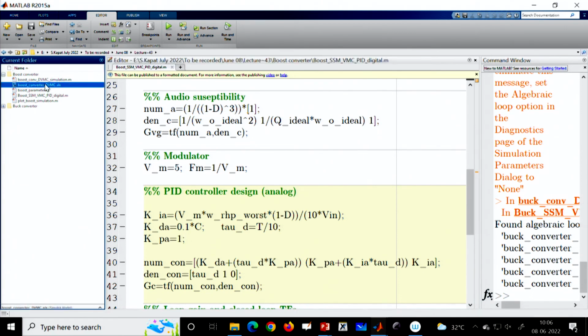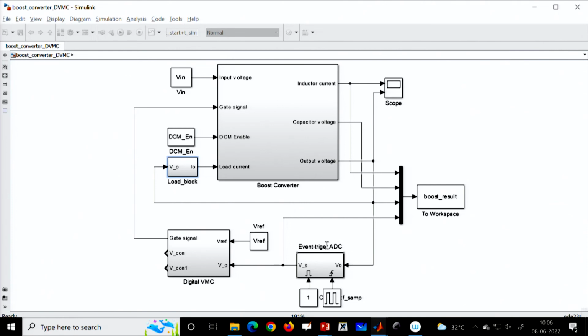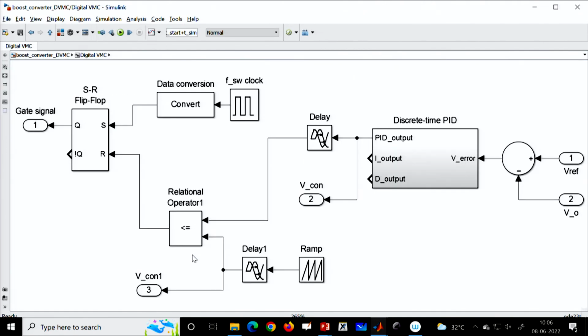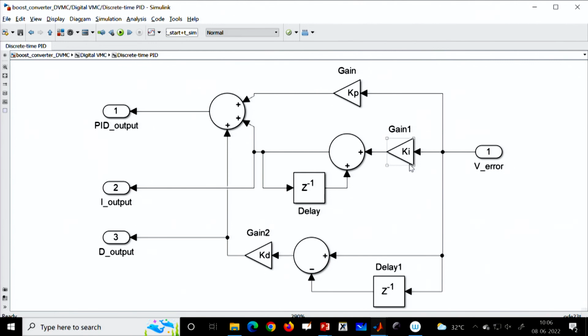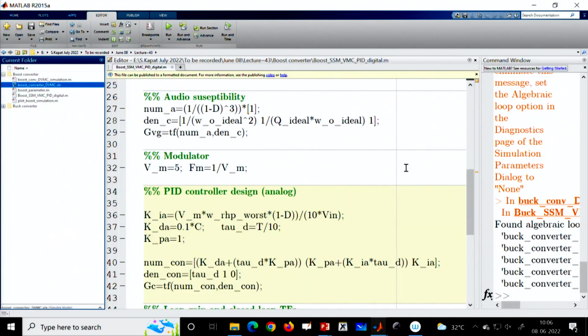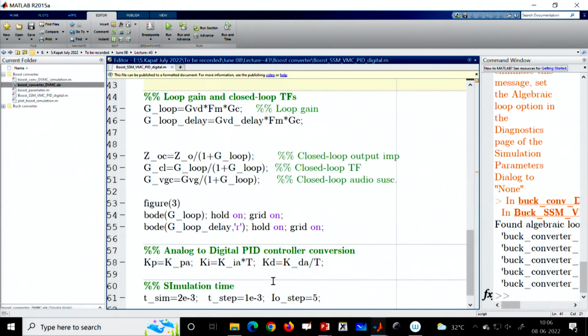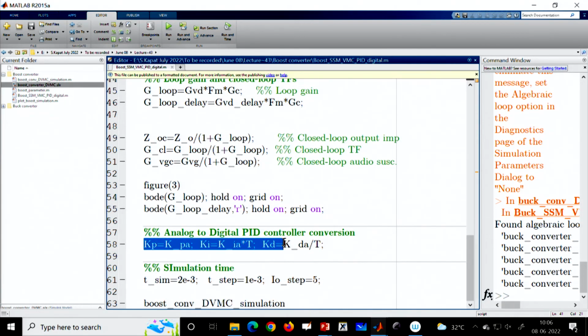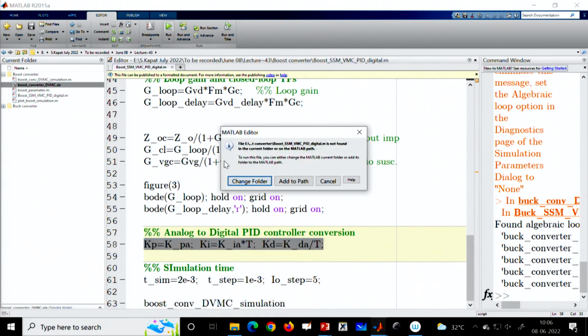That means, and this is the voltage mode controller of the boost converter, and if you go inside, again we are using a PID controller. Finally you have to get the digital PID controller gain, and whatever you obtain, again we will convert into analog to digital conversion, and that will be plugged into a Simulink model. So, let us run it and see what happened.